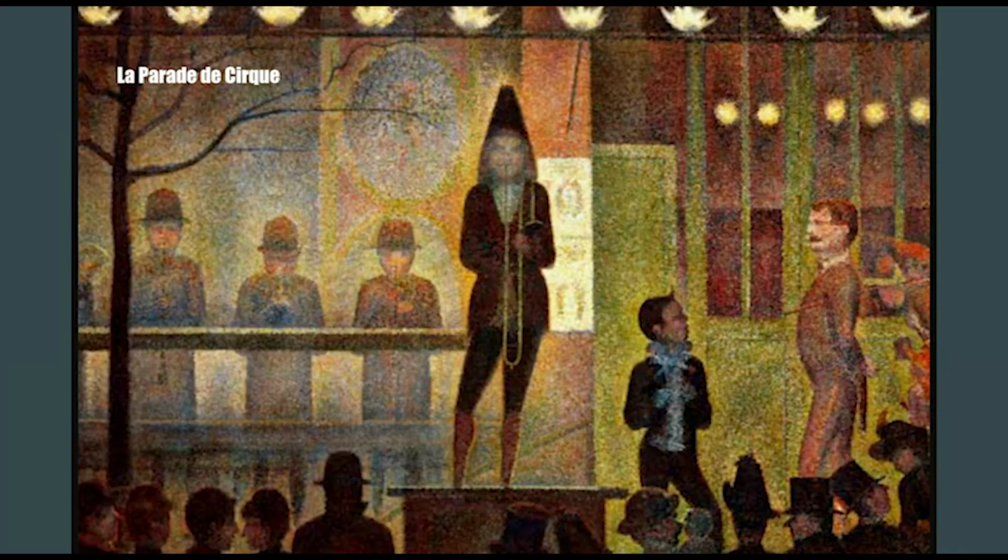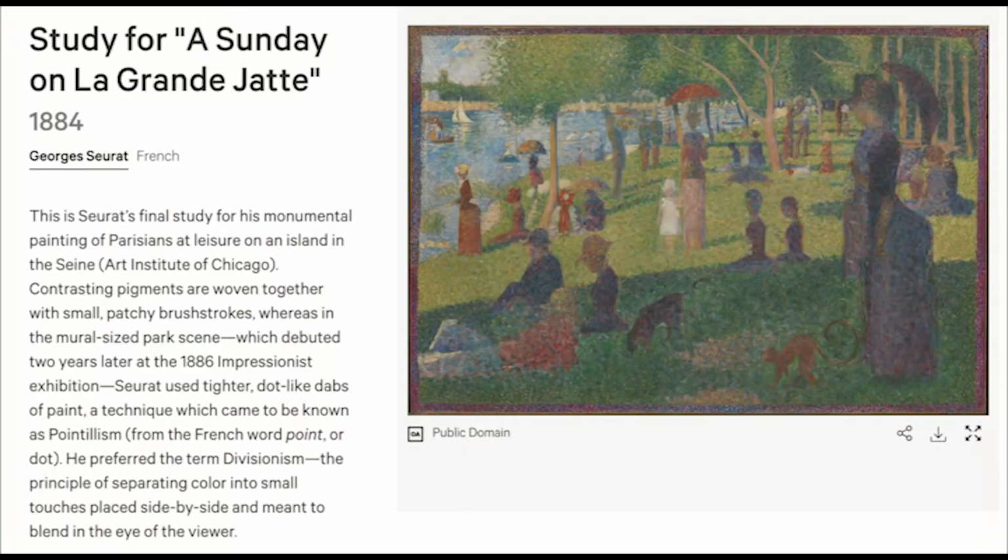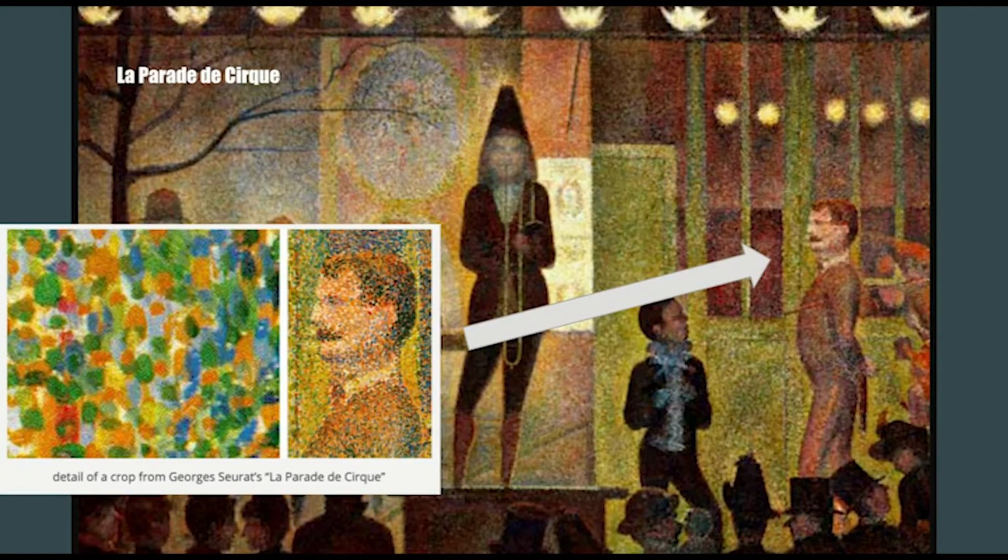Here you see another one of Seurat's pictures in pointillism, La Parade des Cercles. I'm sorry if you speak French and I mispronounce that. Here you can see really what I'm talking about. If you see that guy in the corner there, that's what he looks like up close. And then even closer, he just looks like this beautiful field of dots.